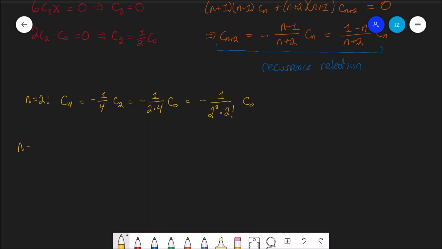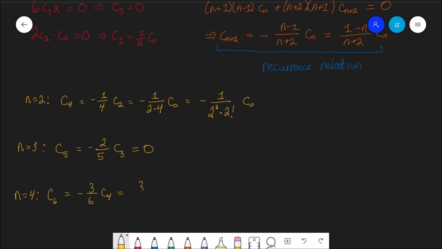Now let's look at the n equals 3 term. This will give us C sub 5. So by the recurrence relation, this has to be negative 2/5 C sub 3, but C sub 3 is 0. N equals 4 gives us C sub 6. So this has to be negative 3 over 6 C sub 4. But C sub 4 was up here.